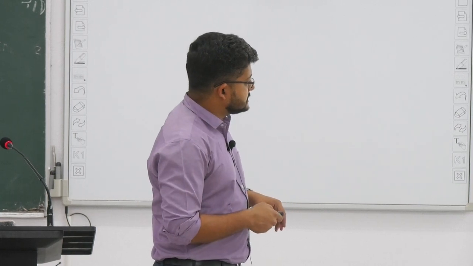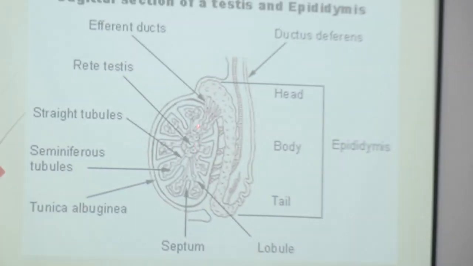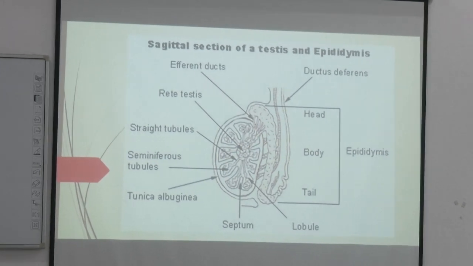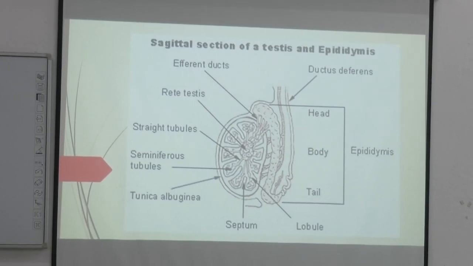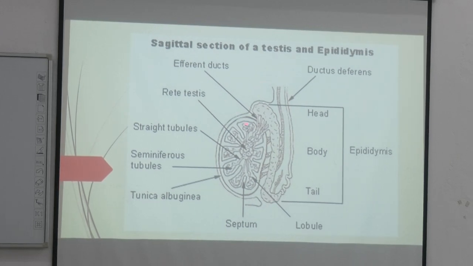Then we have this rete testis, which is the network coming out of the seminiferous tubule. Then we have the ductus efferens, the efferent duct, which ultimately drains into the epididymis, a highly tortuous and thick structure present alongside the testis. It has a head, then a body and tail.